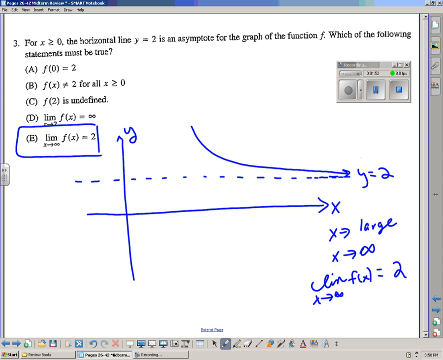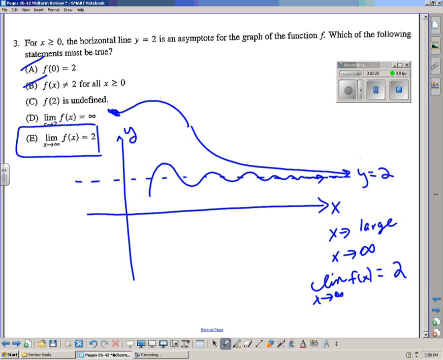f of 0 equals 2. Who knows what f of 0 is? f of 0 could be up here. f of 0 might not exist. Who knows? Choice B says f of x is not equal to 2 for all x greater than or equal to 0. Well, this is really going back to Mr. McCarville's class last year. You learned that a function can cross its horizontal asymptote. In fact, a function can cross its horizontal asymptote infinitely many times, just as long as you get further and further along the line, we're getting closer and closer.